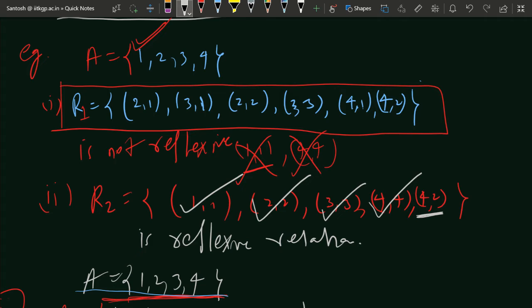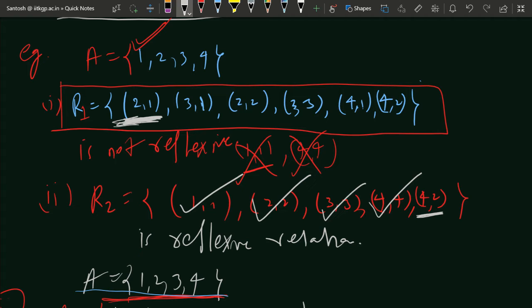Okay, so for example, 2 1 is here. If means assumption: you assume, and then you prove or check. So 2 1 is here. If 2 1 is here, then for checking the symmetricity, what will you look for? 1 2. Is there any 1 2? Do you see any 1 2 here? No, sir. So that's why this relation is not symmetric.